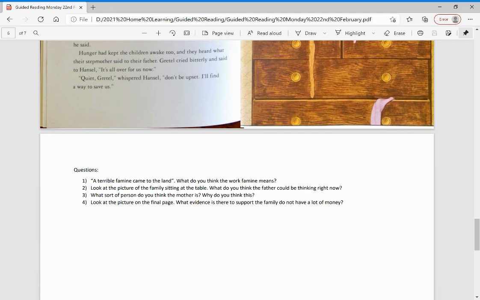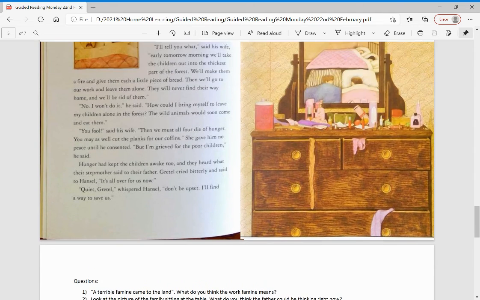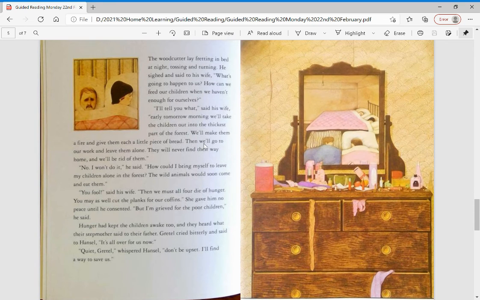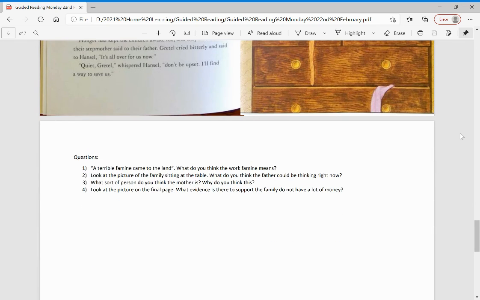Number 3, what sort of person do you think the mother or the stepmother is? And why do you think this? So look at the part where she's talking, how is she behaving, what she's saying. What sort of person do you think she is, and what evidence do you have? So why do you think that?